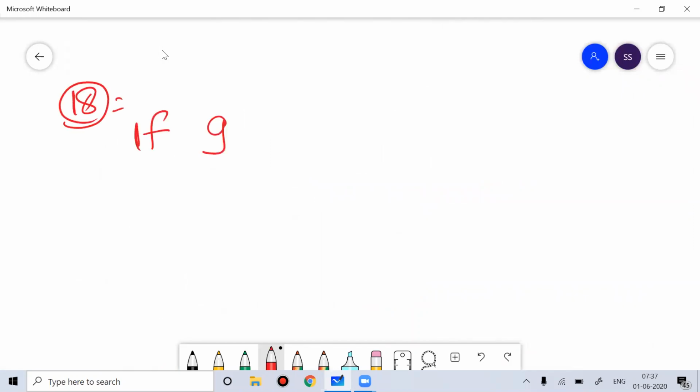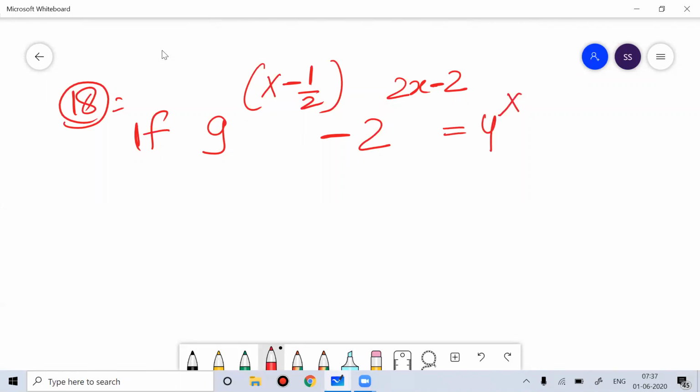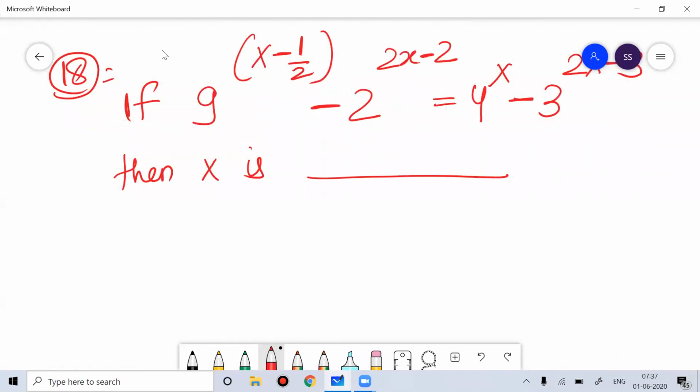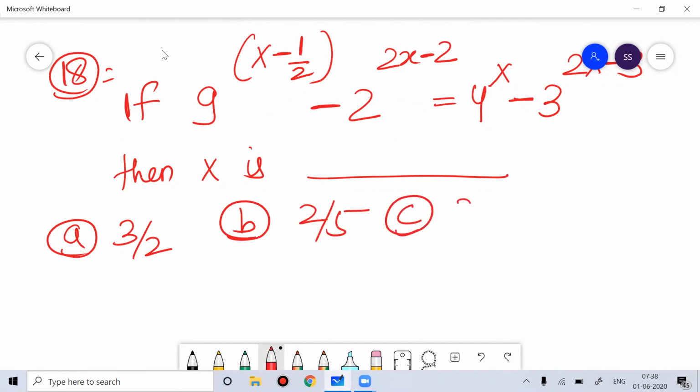If 9 to the power x minus 1 by 2 minus 2 to the power 2x minus 2 is equal to 4 to the power x minus 3 2x minus 3, then x is equal to what? The options are: option A 3 by 2, option B 2 by 5, option C 3 by 4, option D 4 by 9. Try this question, everyone.